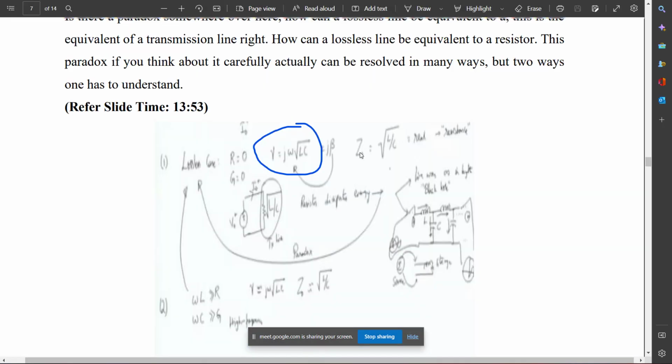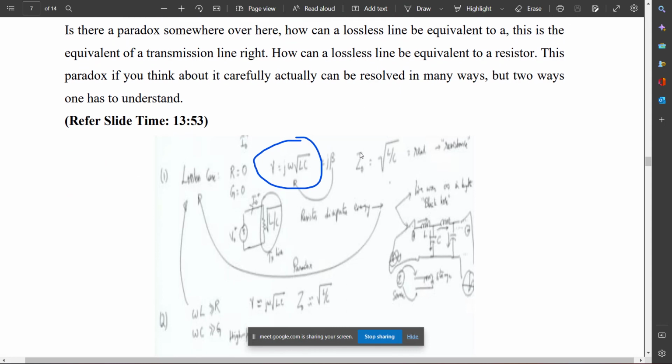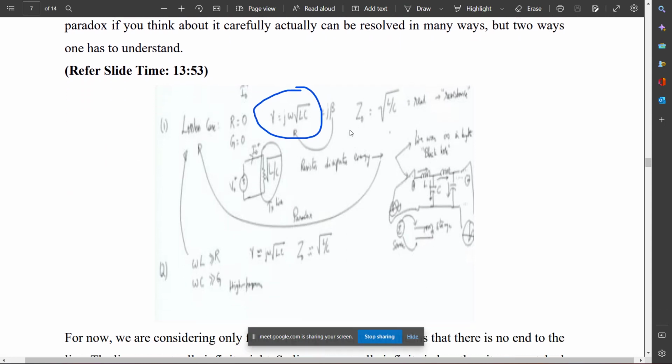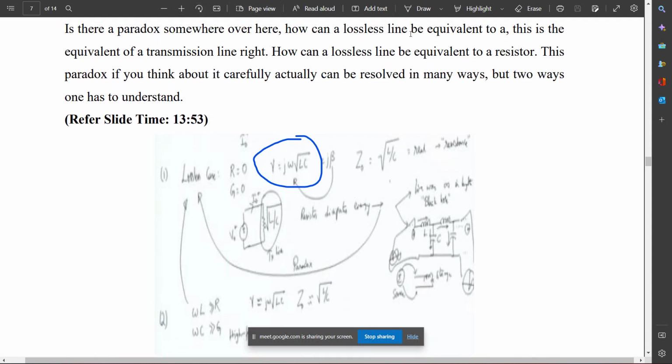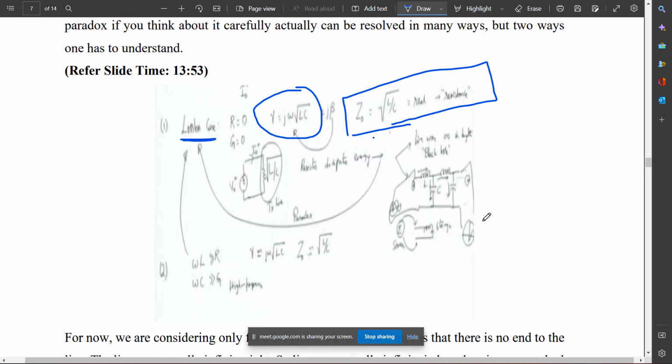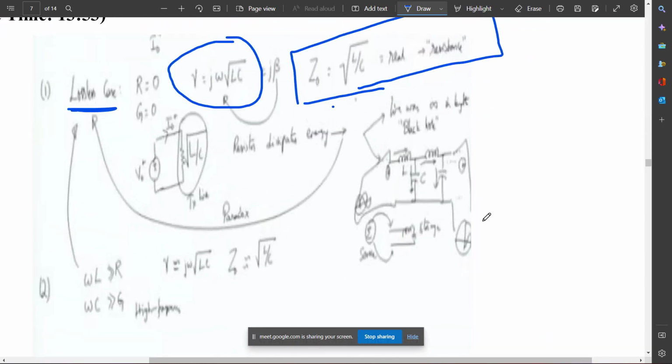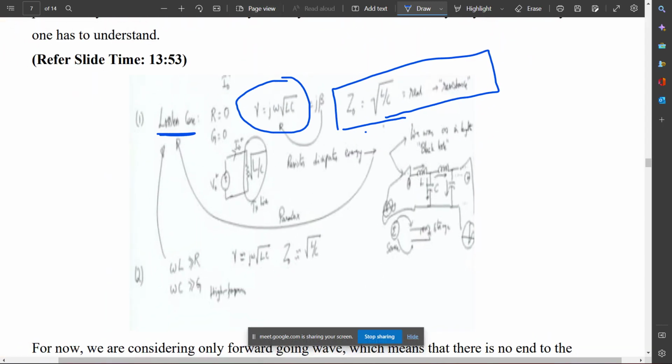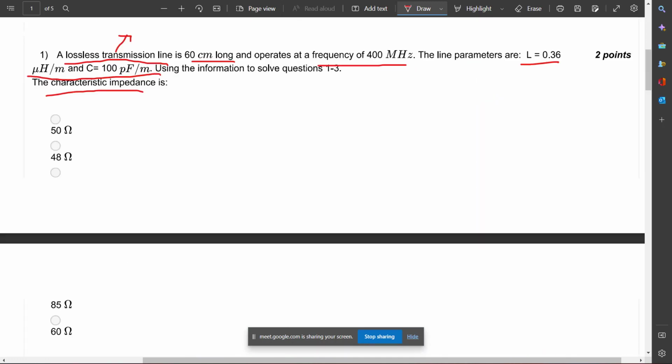No, ma'am. Pretty simple. It's in the lecture. Yes, you can see it is in lecture number 59. Here you can see for Z naught, for the lossless case, Z naught is root L by C. Okay, so let's go to question number 2.